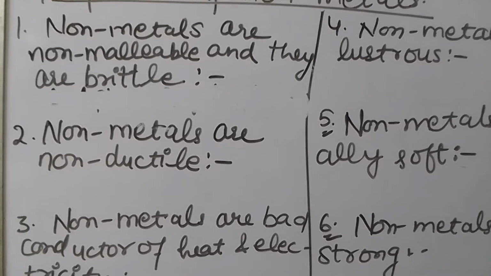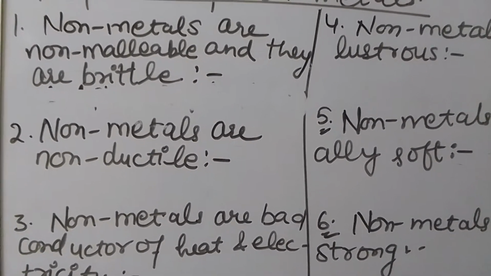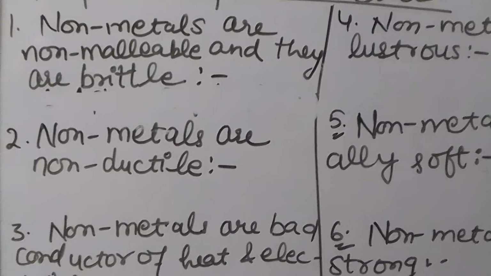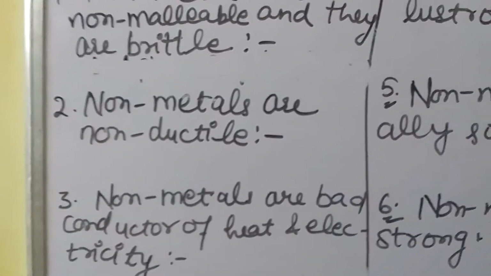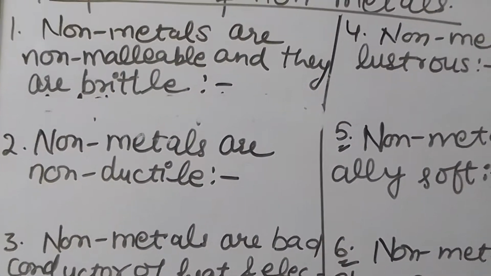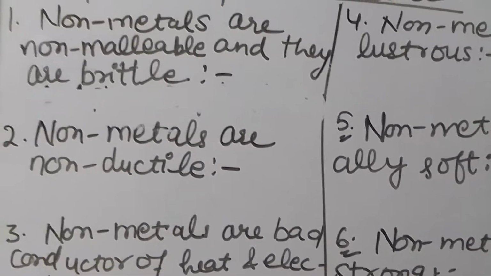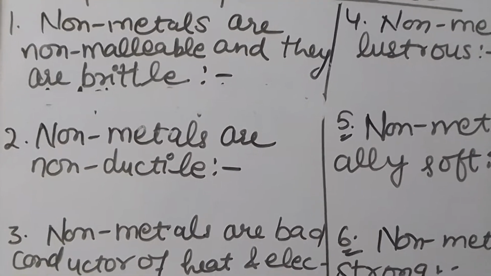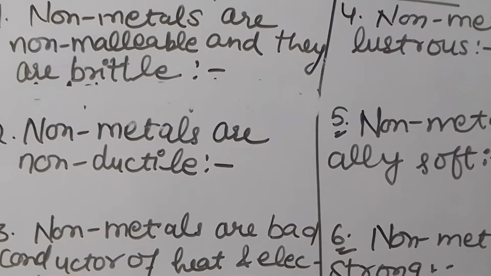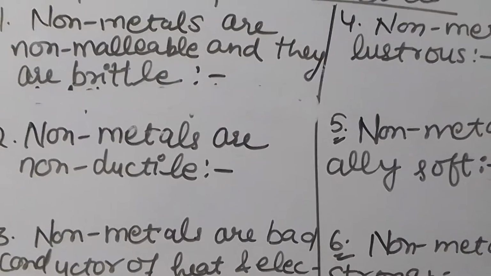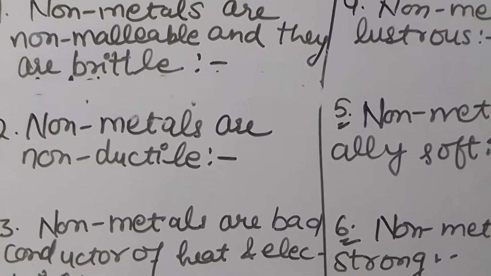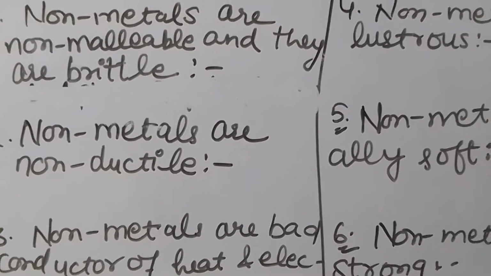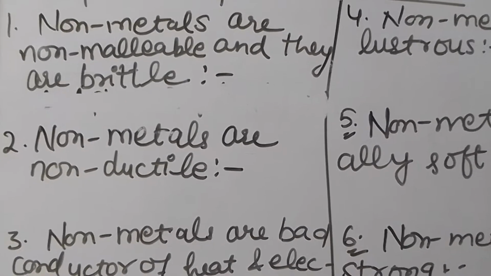Non-metals are non-malleable and they are brittle. So I told you about malleable. What is malleable? Malleable is a property of metals. They have the ability to be converted into thin sheets. Now we talk about non-metals being non-malleable. They are not able to be converted into thin sheets. When we try to convert them into thin sheets, they break into small pieces.